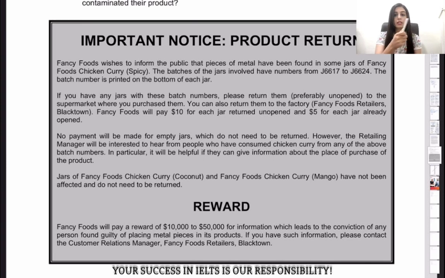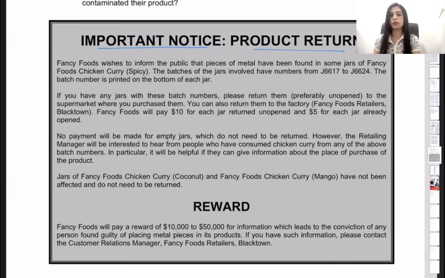If you notice, this is a box, and inside the box the title says important notice, product return. So the notice is about returning a product, and also there's some reward related to that. So we'll have to read through it to understand what the reward is and what the product return is all about. Let me make myself a little smaller so that you can see the content properly. Okay, so this is what it is.